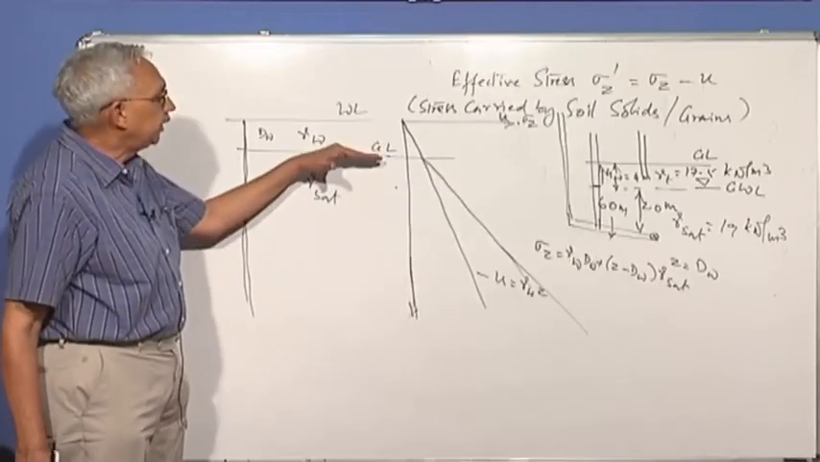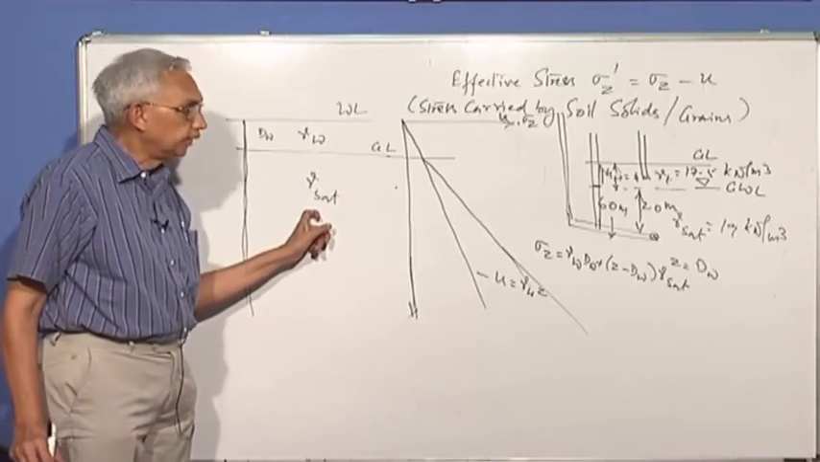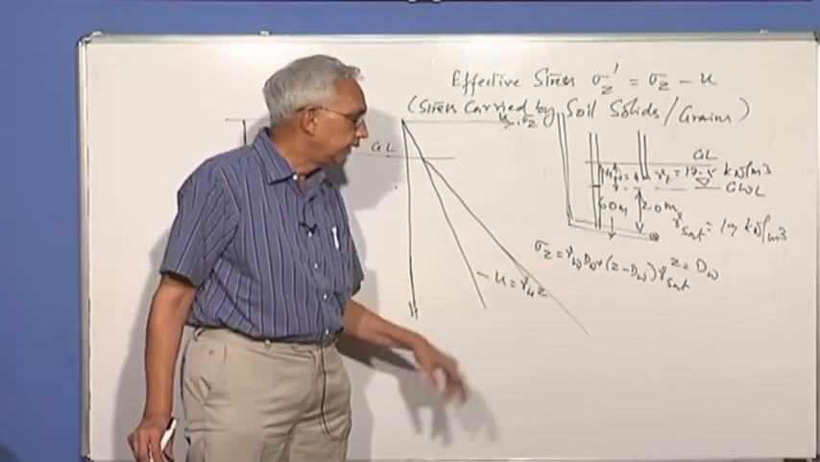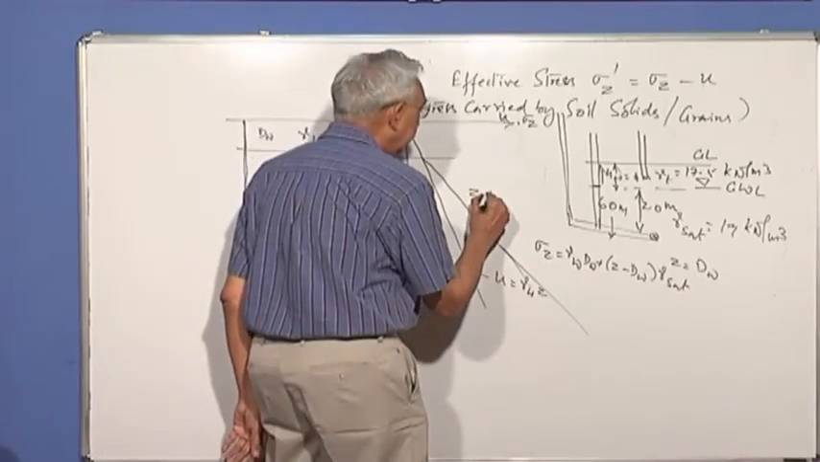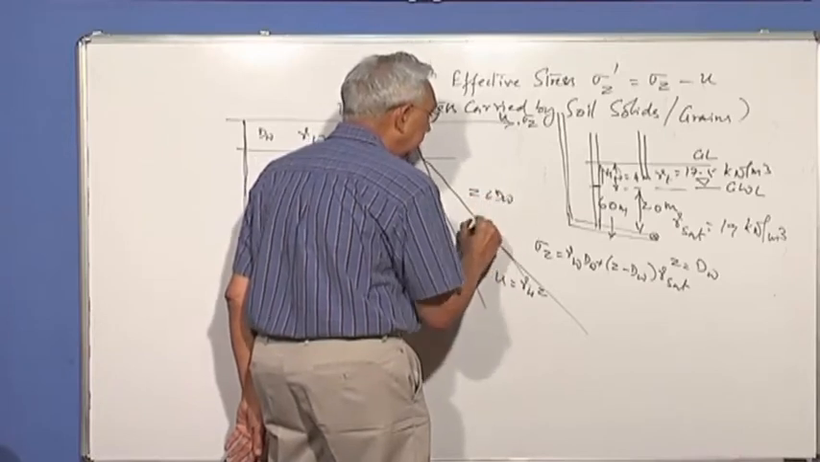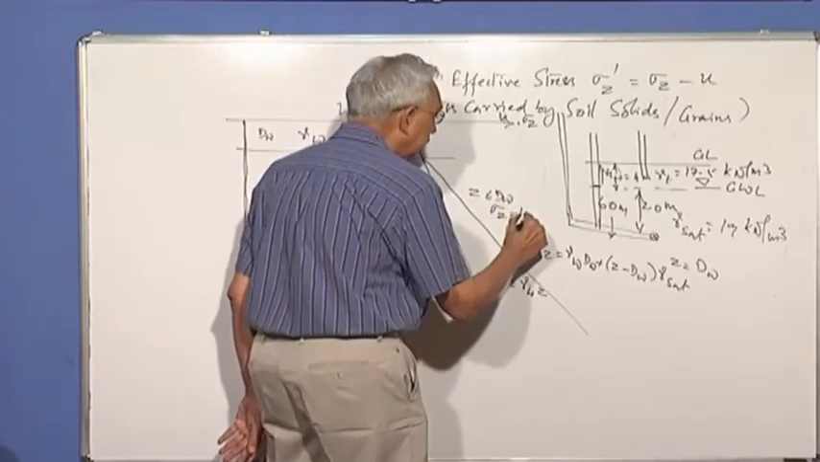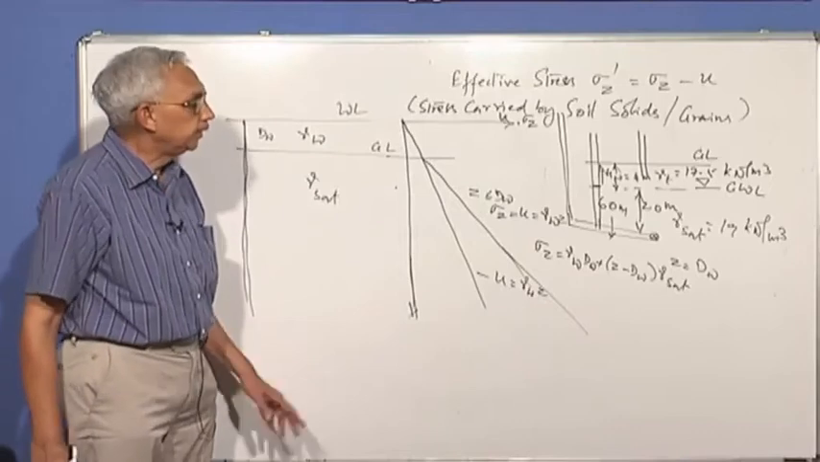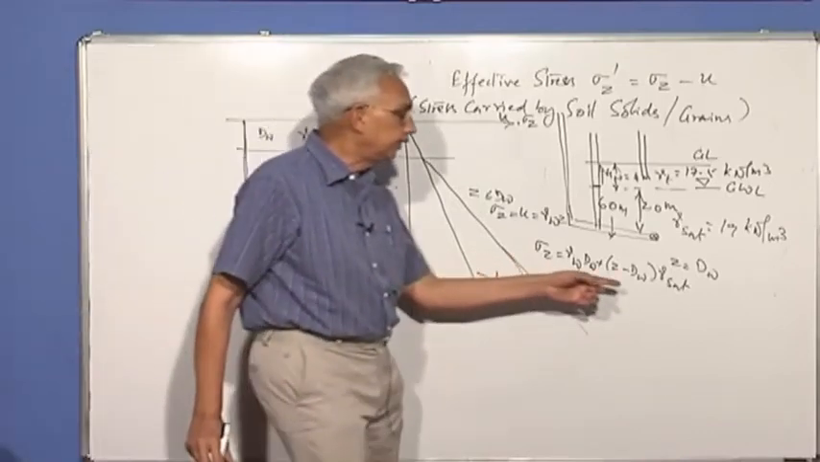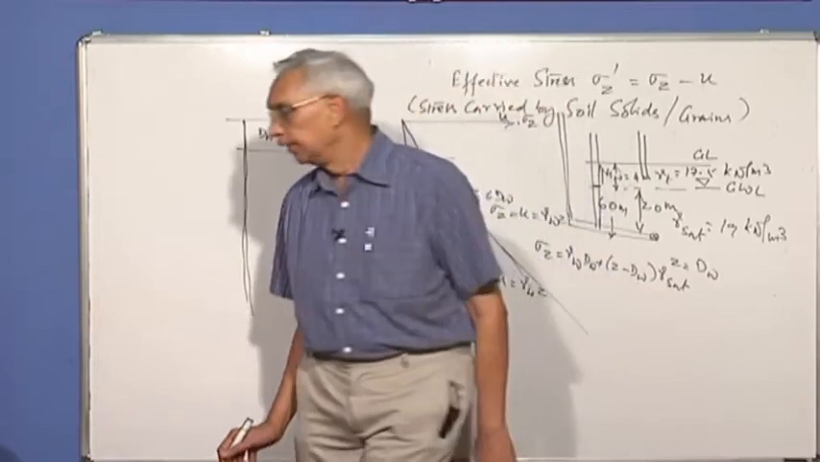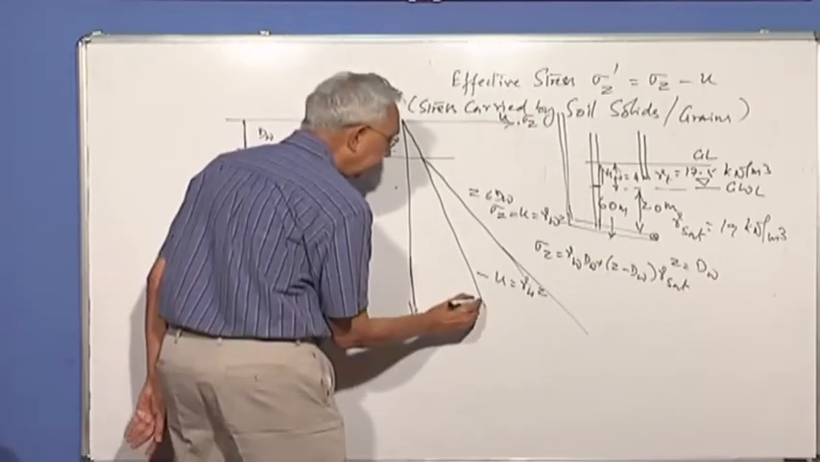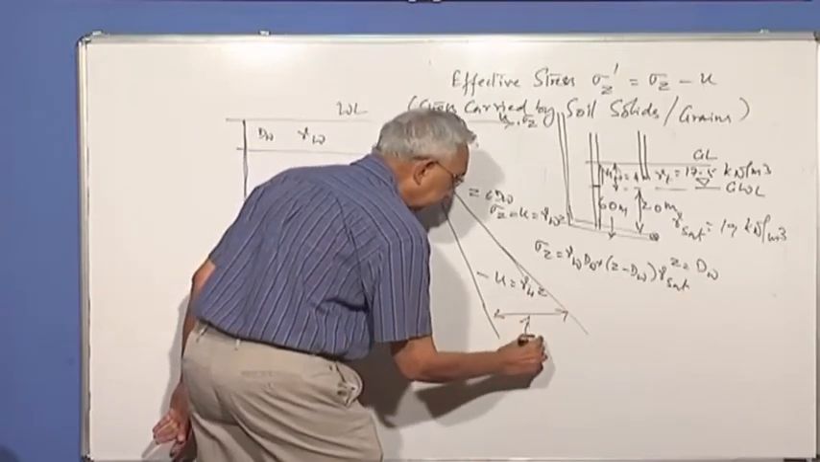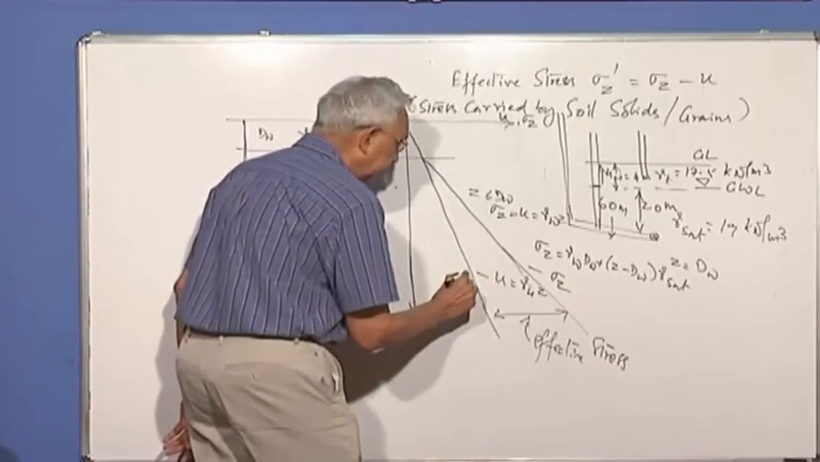What is the unit weight of the material below the ground level? It's gamma saturated. Above the ground level, it is only water. So I'm just taking for Z less than dW, vertical stress, which is equal to pore pressure, is nothing but gamma W into Z. But below the ground level, the rate of increase is now dependent on gamma saturated. So this difference will give us the effective stress. This is sigma Z, this is U.